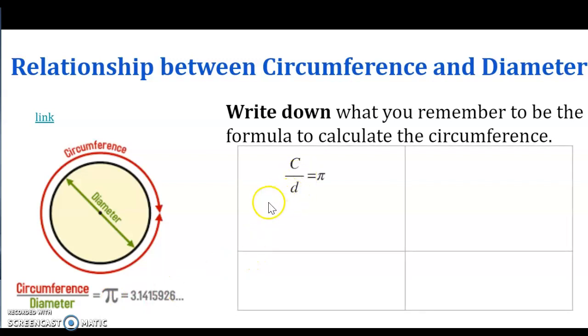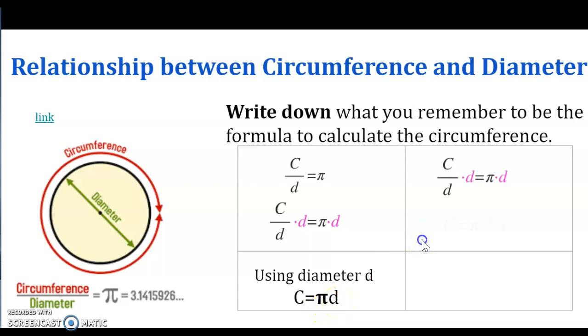So starting with that definition, if you multiply diameter to both sides of the equation, then you can convert the equation to be circumference is equal to pi times diameter. Or if you want it in terms of radius, since we know 2 times radius is the same as diameter, we can say that circumference is 2 pi r.